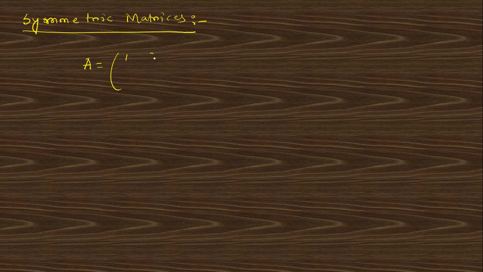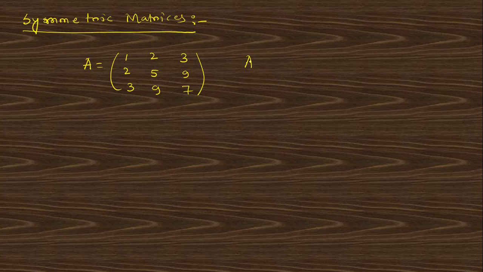Symmetry: the matrix is equal to its transpose. So the first one is the symmetric matrix. What do you mean by a symmetric matrix? If any square matrix A is equal to its transpose, consider A is a matrix 1, 2, 3, 2, 5, 9, 3, 9, 7. Okay, this is a matrix.